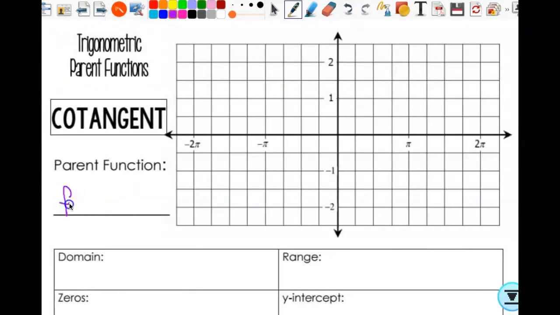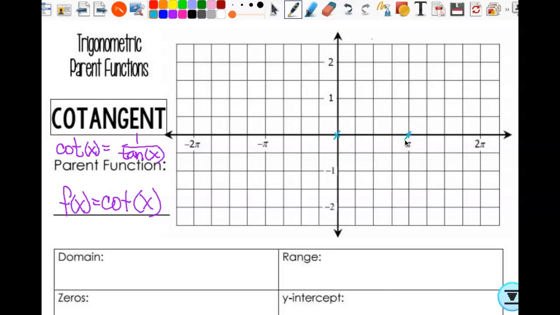Cotangent. F of x is equal to cotangent of x. Cotangent is the reciprocal of what? Tangent. So just like we did for sine and cosine, I'm going to sketch a little tangent parent function in the background here. So that parent function starts at 0, ends at pi.